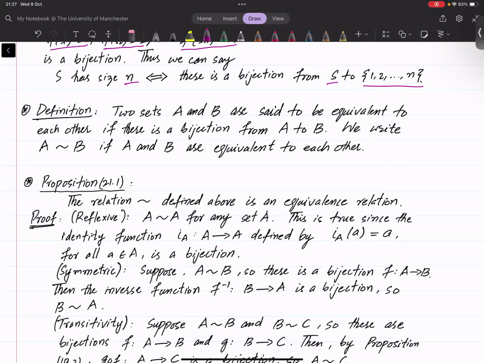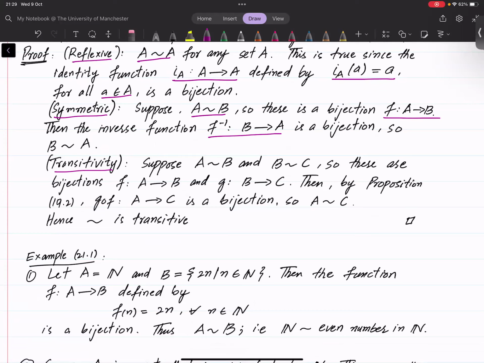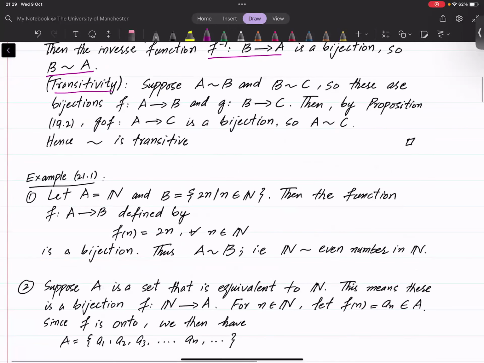Symmetric. Now, to show that this relation is symmetric, if A is related to B, then there is a bijection function f from A to B. Then the inverse function from B to A is also a bijection. So by this inverse function, we can write that B is also related to A, and this shows the symmetry of this relation. Now we'll talk about transitivity.